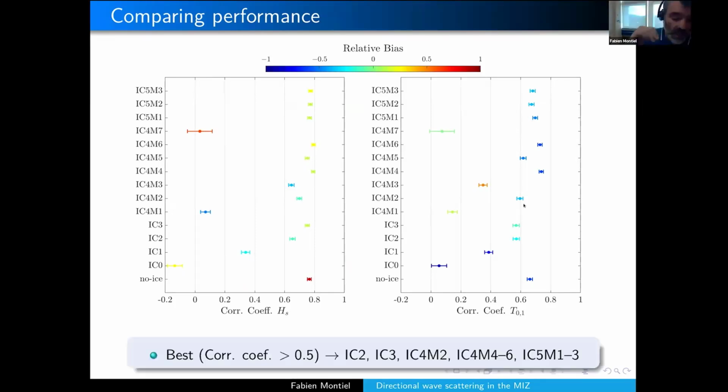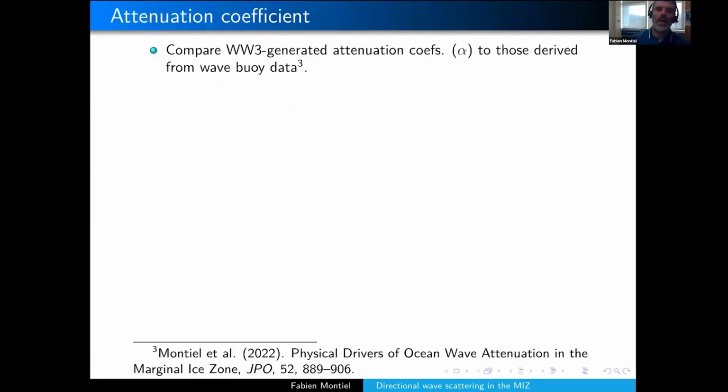And what we found here, and it's more or less arbitrary, is that if you look at the models which have correlation coefficients higher than 0.5 in both significant wave height and mean wave period, there are 9 of them, and I've listed them here: IC2, IC3, IC4M2, and then a few more. These are the ones which we thought might have a better chance of working. Then we wanted to see, well, why does this happen?